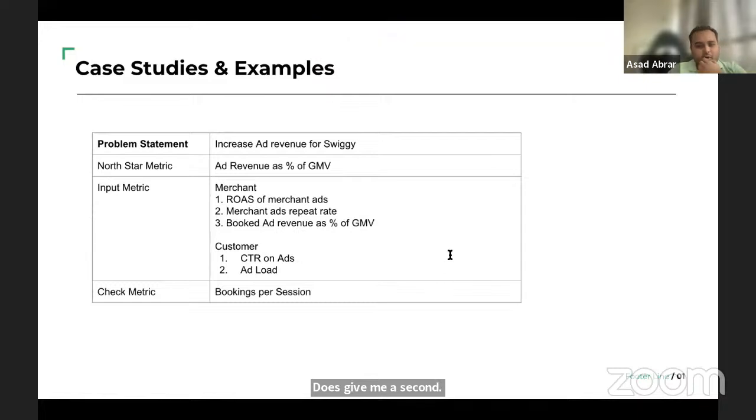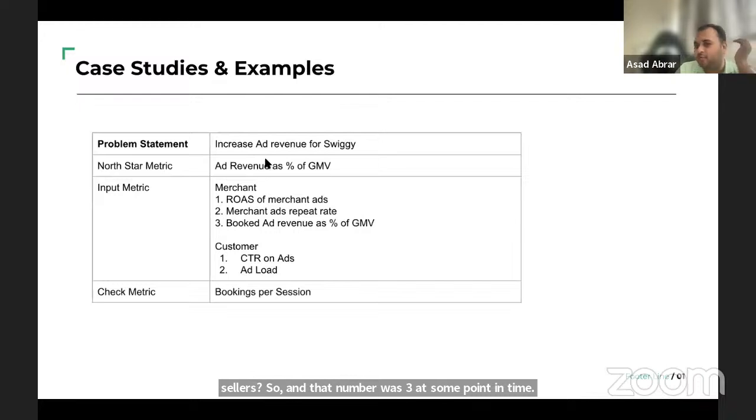Okay. So North Star metric, I gave you the most important metric. For us as an entire ad pod at Swiggy, we had ad revenue as percentage of GMV, which means that if Swiggy was selling 100 rupees on the platform, what percentage of that was ad revenue coming from sellers? That number was 3 at some point in time. Now it has gone to 4. So 4% ad revenue as GMV.